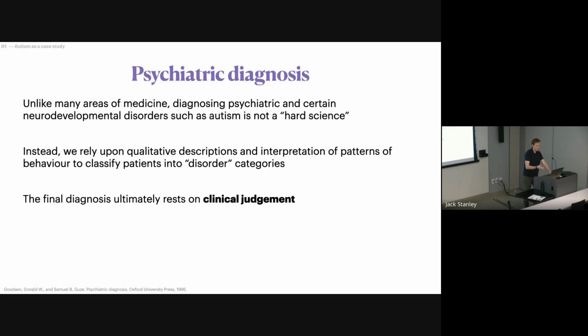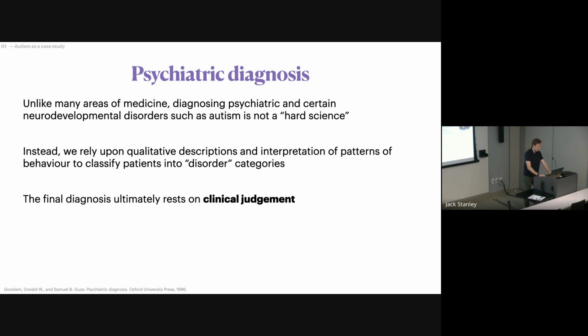For psychiatric diagnosis more generally, unlike many areas of medicine, diagnosing psychiatric and neurodevelopmental disorders like autism is not exactly a hard science. You can't take blood samples, you can't look at specific biomarkers in order to diagnose. Instead, you have to rely upon more qualitative descriptions and the interpretation of patterns of behavior of individuals in order to classify patients into certain disorder categories, right? And ultimately, the final diagnosis rests on clinical judgment, which is a very important notion that I'm going to return to very shortly.